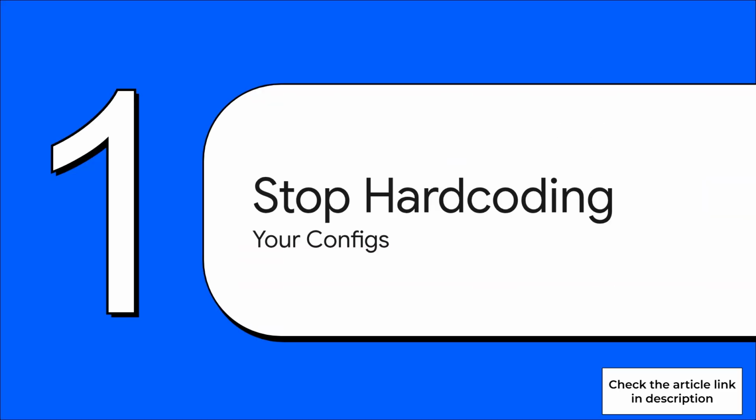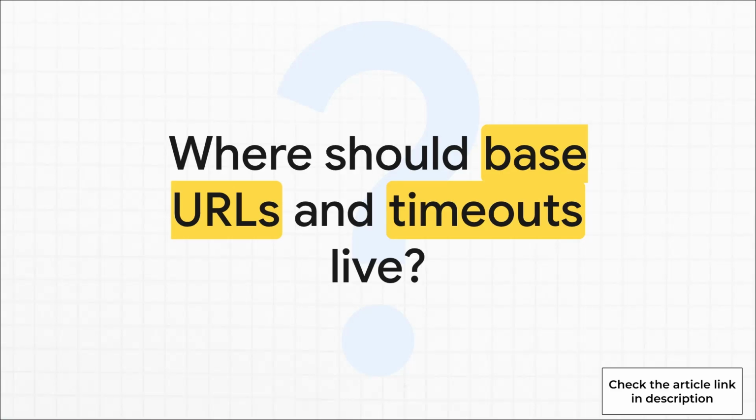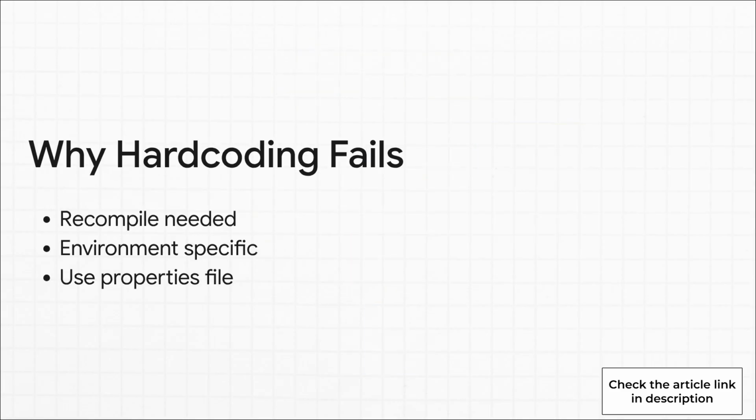Part 1. Stop hard-coding your configs. So you're building a client, right? And immediately you hit this incredibly boring but absolutely crucial question: where exactly should your base URL and your timeouts live? I know, when you're deep in the code and just trying to get things working, it is so tempting to just hard-code those values right there inside your bean. But trust me on this one, you have to resist that urge. And here is exactly why.